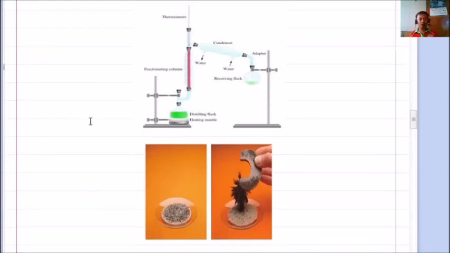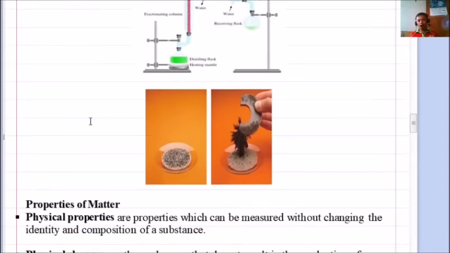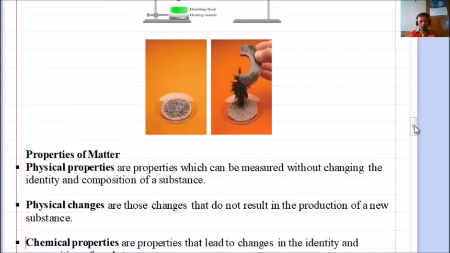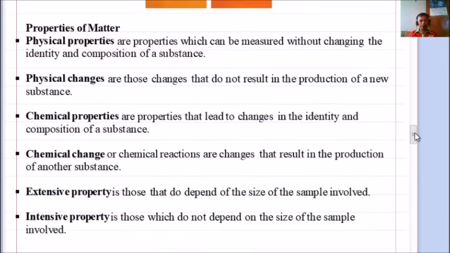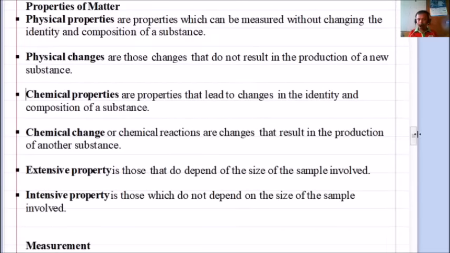Okay. So, let's go now to the properties of matter. Ito po yung ilan sa mga properties na kailangan taglayin ng bawat klase ng matter. So, number 1 is the physical properties. Basically, these are the properties that do not affect the identity and the composition of a substance. So, hindi pwedeng magbago yung isang substance kapag may physical properties.